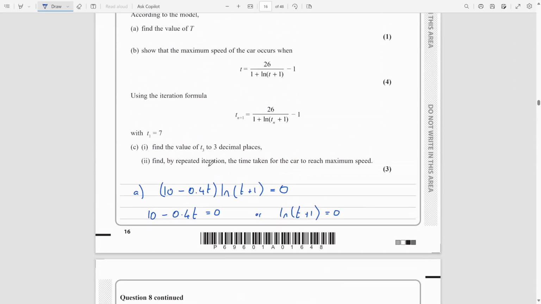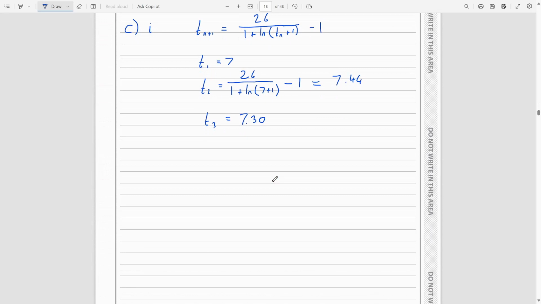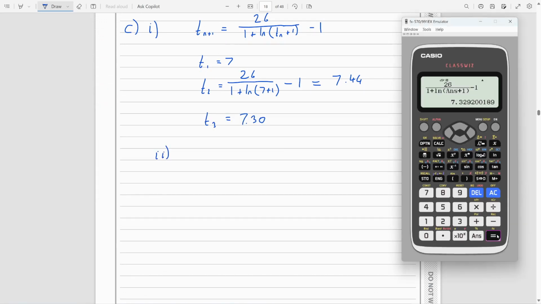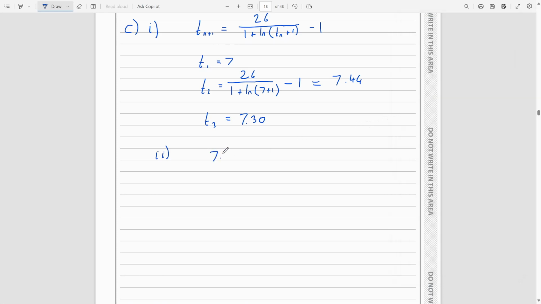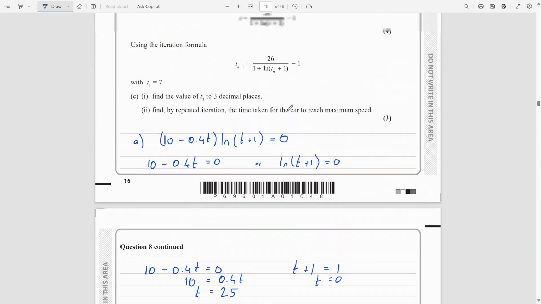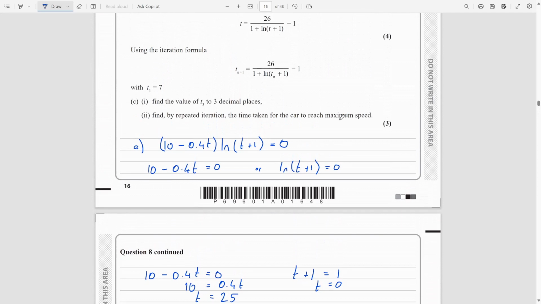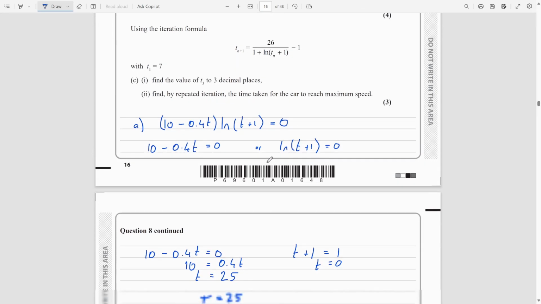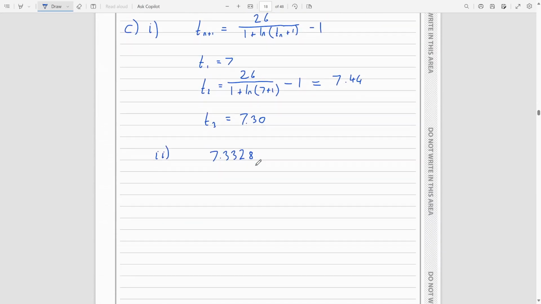Now find by repeated iteration the time taken for the car to reach maximum speed. That's just hammering on the equals button until it stops moving. So if I just hammer on this, equals, equals, equals, and I do this until it stops moving, well, that's the answer. So 7.3328. Now I'll just glance back at the question to see if it asks for any particular accuracy. The time taken for the car to reach maximum speed, no, so I'm just going to give it to plenty of decimal places. So there we go.